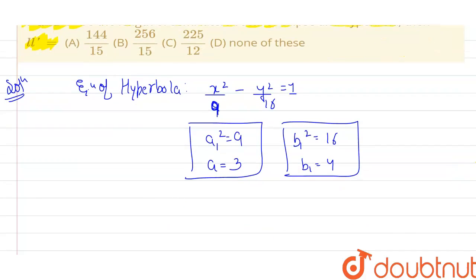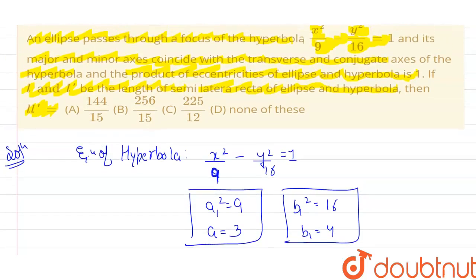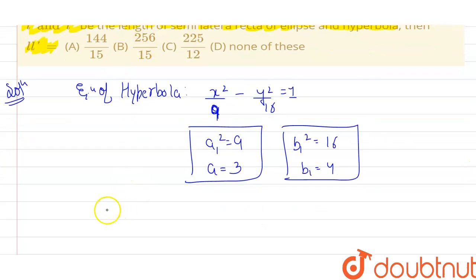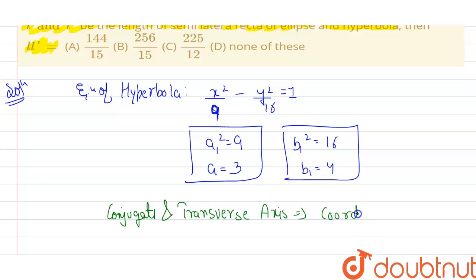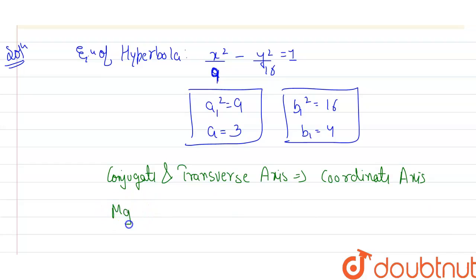Apart from this, the question says that the conjugate and transverse axes and the major and minor axes are the same. So my conjugate and transverse axes are lying on the coordinate axes. Similarly, for the ellipse, this is my major axis, and the major and minor axes of the ellipse are also on the coordinate axes.